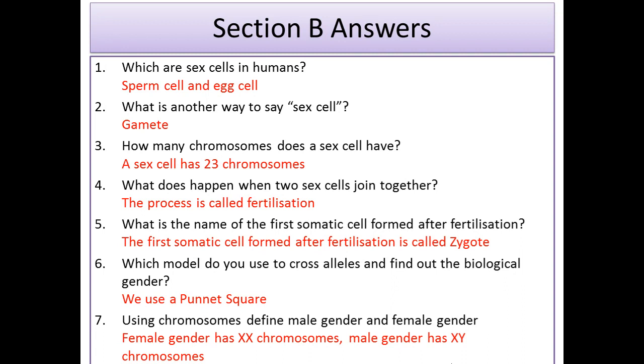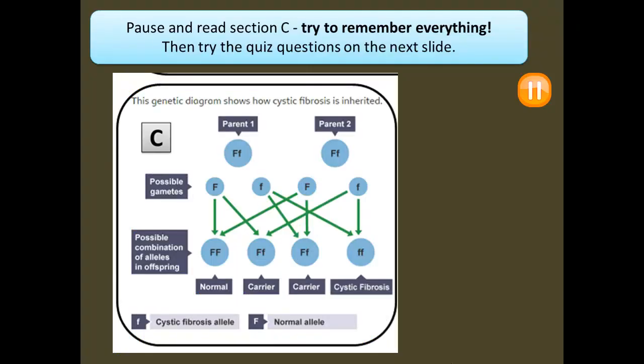Which model do you use to cross alleles and find out the biological gender? We used the model called Punnett square. We used that in the first bit of the lesson about the genetic diseases, cystic fibrosis and polydactyly. Using chromosomes, define male gender and female gender. Again, we did this at the beginning of the lesson. So the female gender will have 2 chromosomes XX and male gender XY. About biological gender.